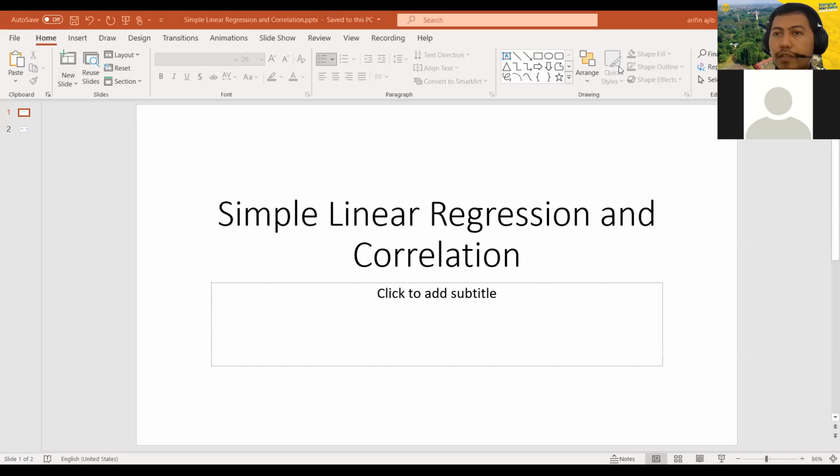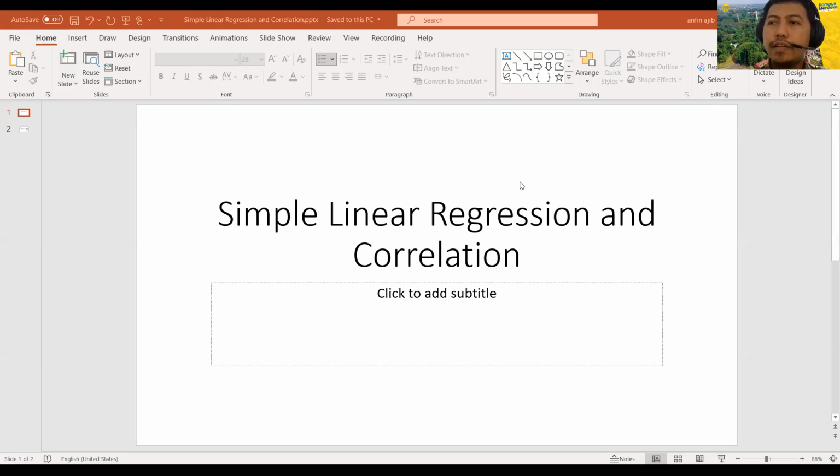The topic is about, allow me to share screen. Yeah, I hope you already see my screen. So on my screen, the title is Simple Linear Regression and Correlation.